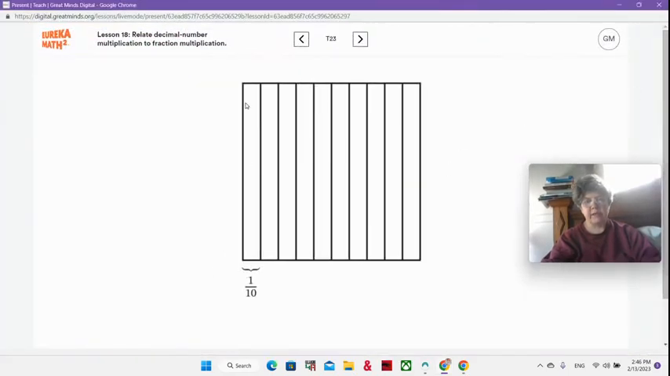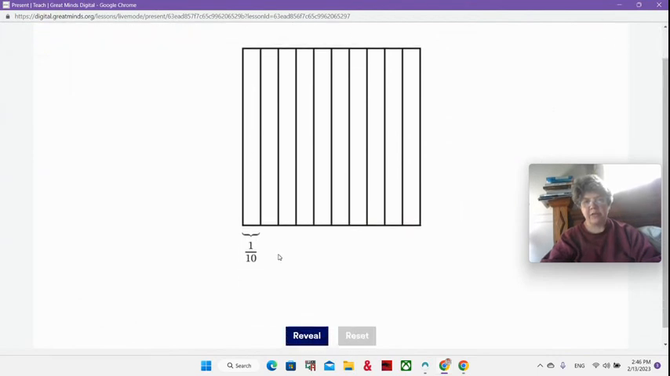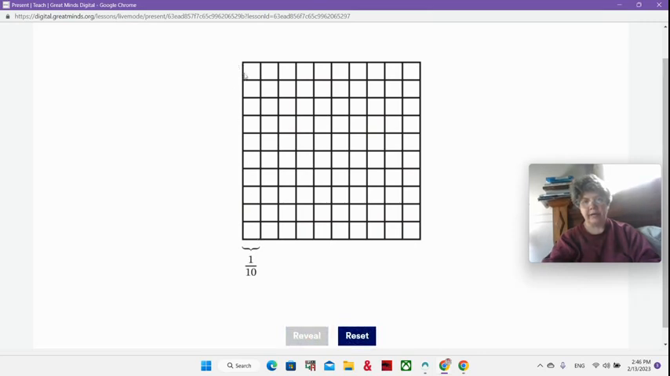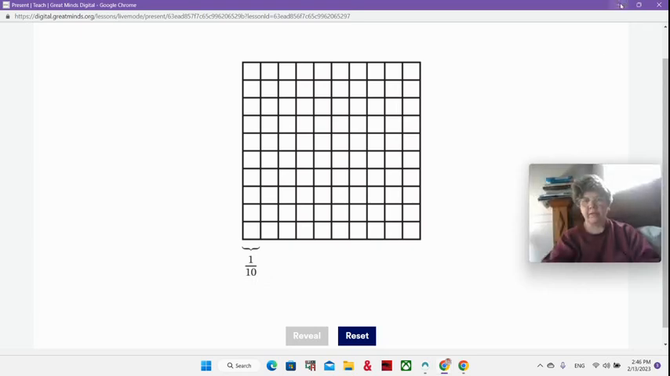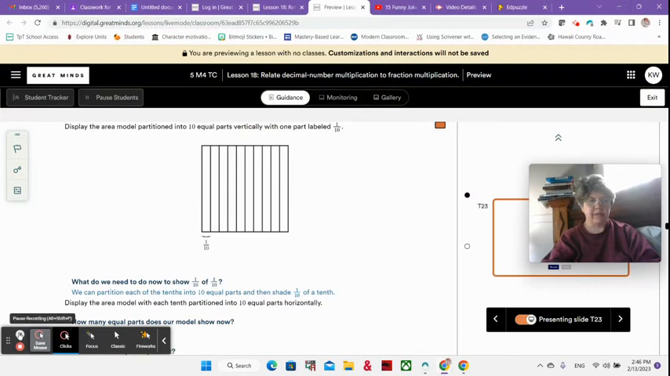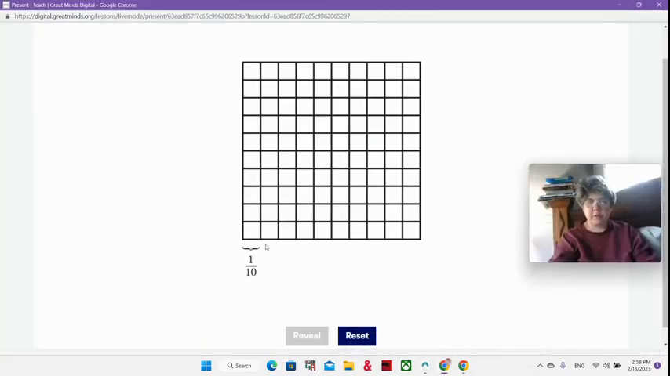So one of these is 1/10, right? So 1/10 of 1/10, we're going to take 1/10, one little part. So that would be out of 10 parts, one of them, okay? 1/10 of 1/10. So we were talking about a tenth of a tenth is a hundredth.